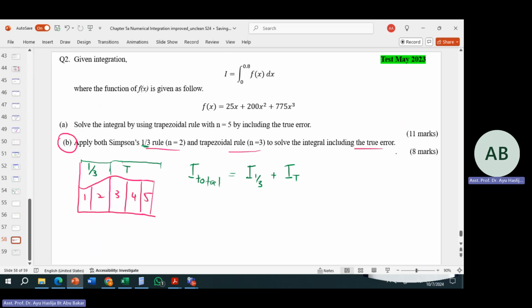Sorry? Can we use one or lots of? Yes, actually, can, because this question is not quite specific. So there are a few types of answer. This one, which you combine, or the next one, you use one integration of 1/3 and another integration of trapezium, with n equals to 3, n equals to 2.